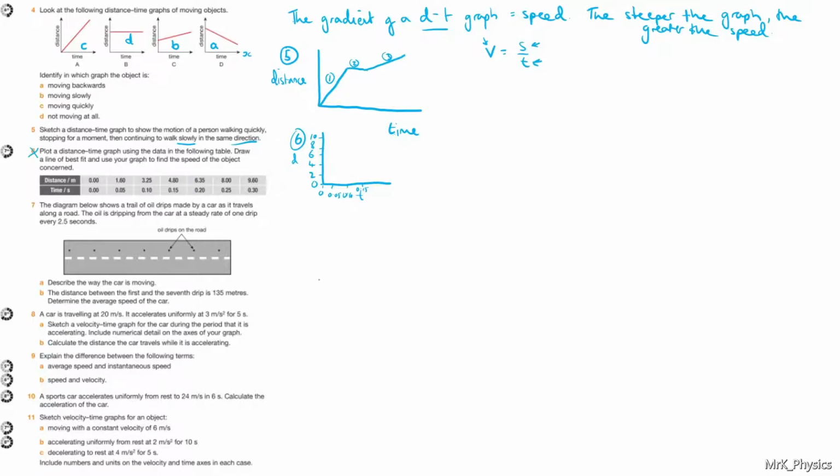The diagram shows below a trail of oil drips made by a car that travels along the road. The oil is dripping from the car at a steady rate of 1 drip every 2.5 seconds. Describe the way the car is moving. Well, it looks like here, and you might want to disagree. If you do disagree, put it into the comments. But that looks to me as if that is about the same distance apart every single time. It's just to the left of that white line below.